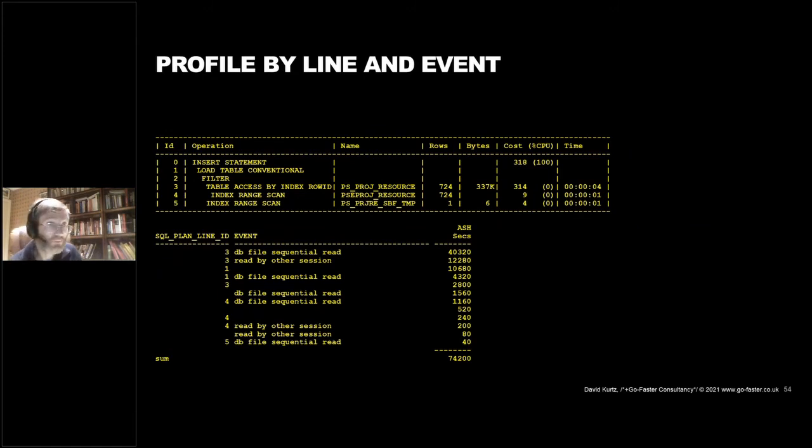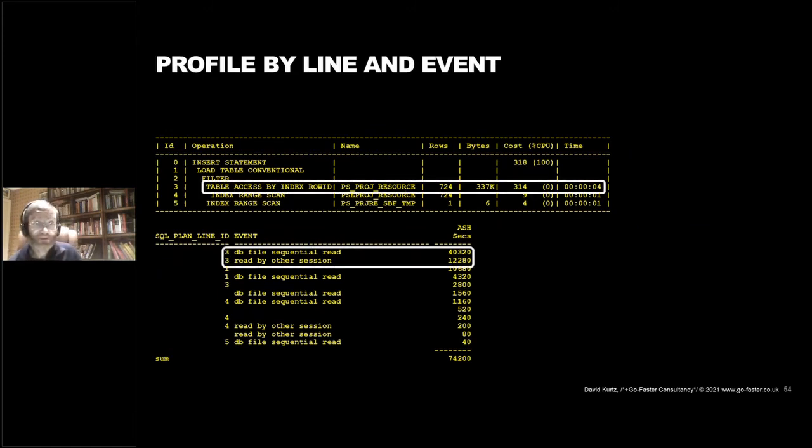Sometimes you might also profile by the event. So here, line 3 took the most time. It's this table access by row ID. I did a single block lookup, spent lots of time on DB file sequential read. I also spent some time on read by other session. So not only am I doing a lot of read, other people are also doing a lot of read. I have a hot block problem and I'm waiting for somebody else's read to complete. So it tells you a little bit more about what kind of events are going on and what I might do about it.